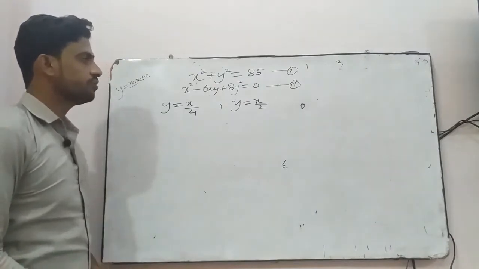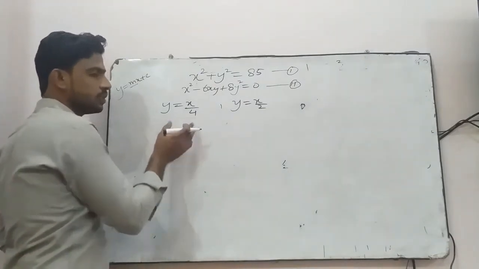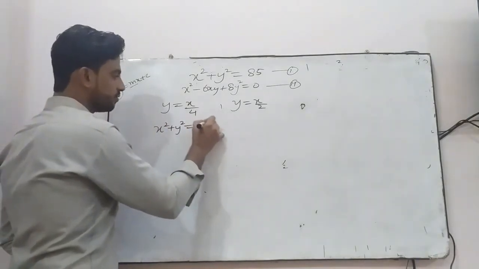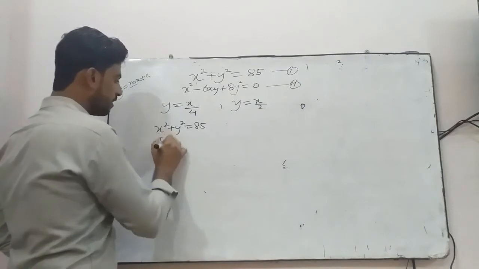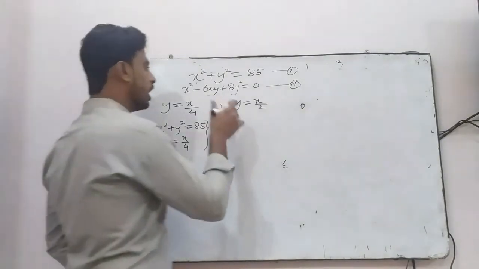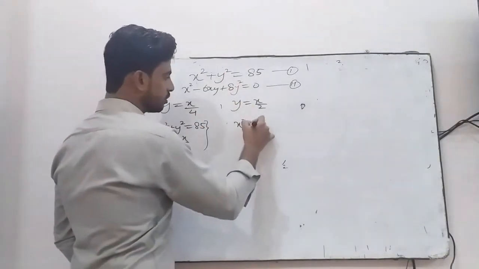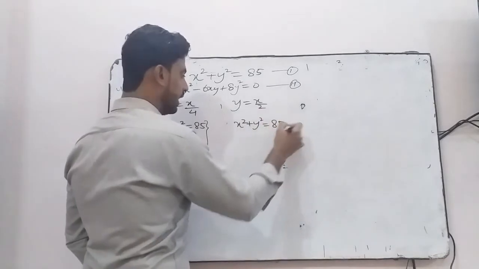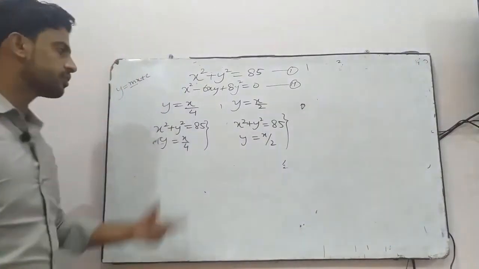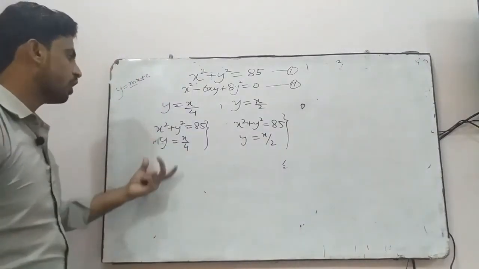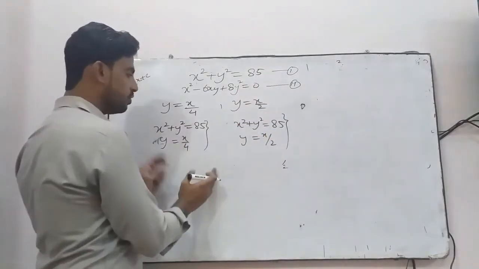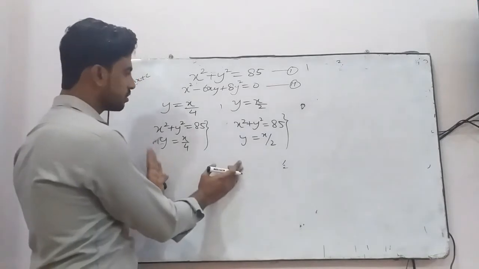To solve this system, what do we have to do? We just consider two cases. x square plus y square is equal to 85 and y is equal to x upon 4 is one system. We form another system: x square plus y square is equal to 85 and y is equal to x upon 2. We will solve these two systems separately. The solution of the original system would be the union of the solutions of these two systems.